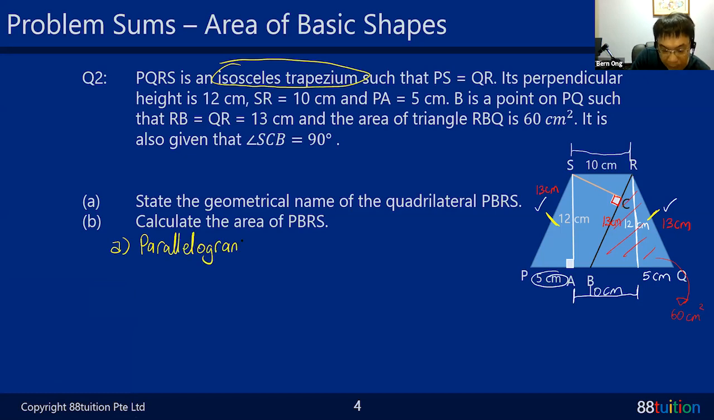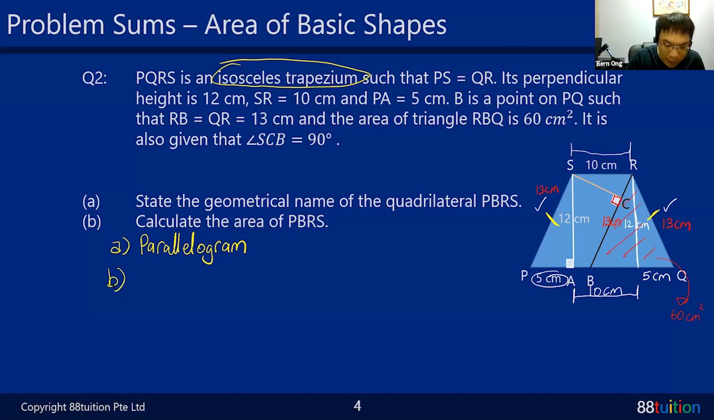Parallelogram. Please, you must learn how to spell, because sometimes the question will ask you like that. If you don't know how to spell, your teacher will mark you wrong. Things like parallelogram, rhombus, trapezium, you must know how to spell. Okay? So the answer for A is parallelogram.